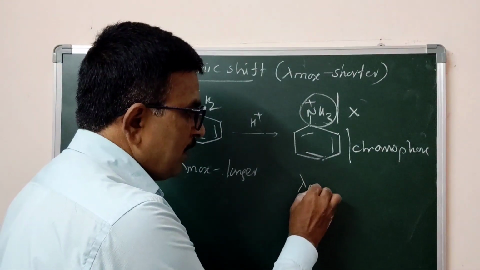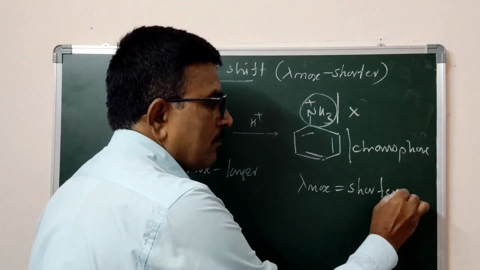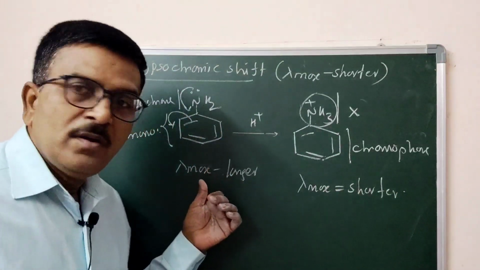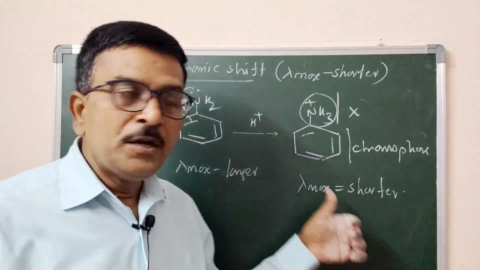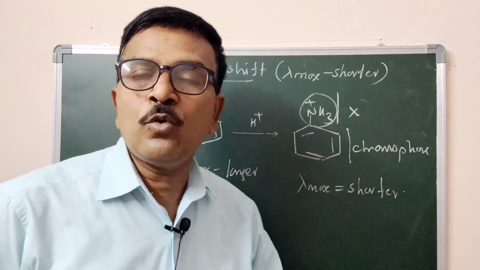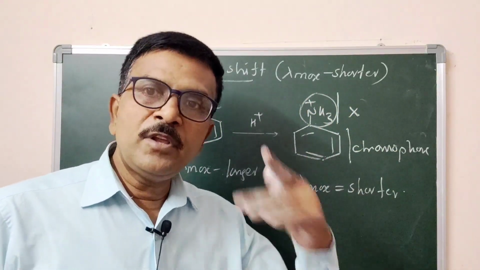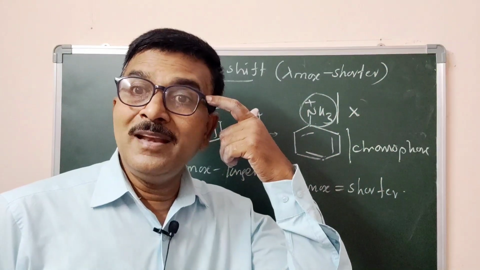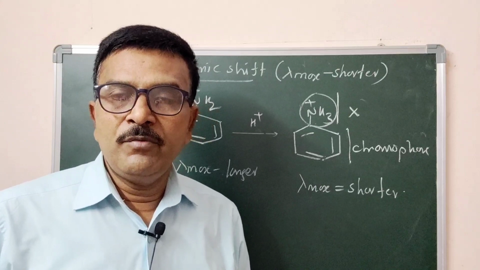Shorter wavelength, lambda max is shorter. So what happens? Longer wavelength is shifted to shorter wavelength. Due to what? Due to removal of oxochrome from the molecule. Sometimes removal of conjugation leads to a hypsochromic shift, that is, shorter wavelength.